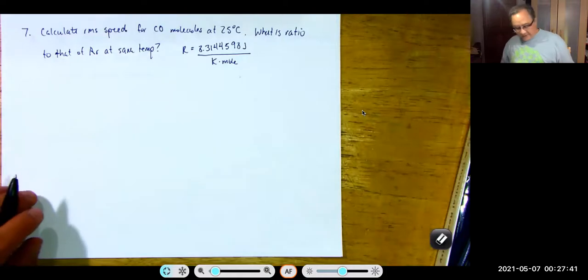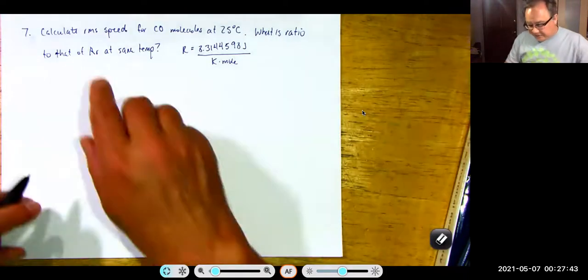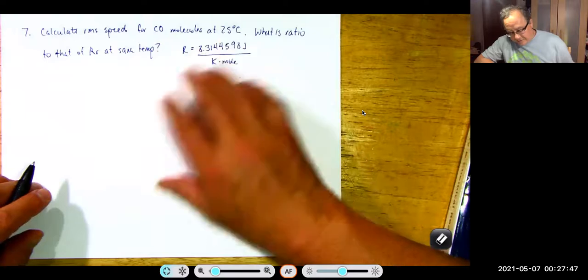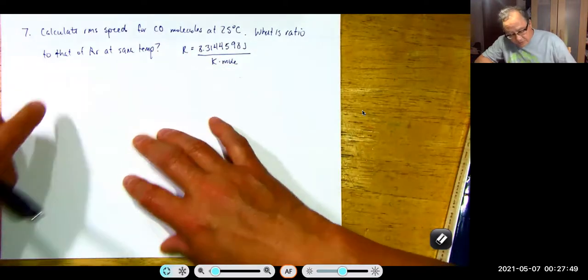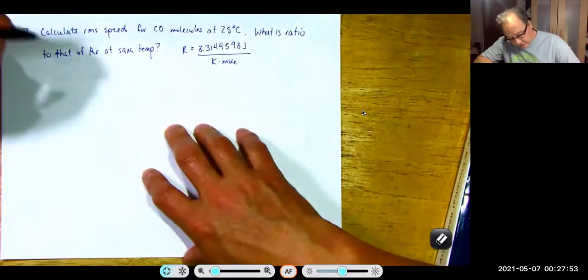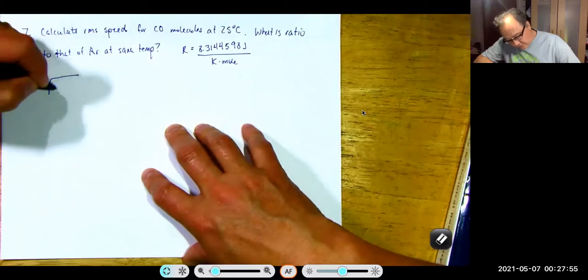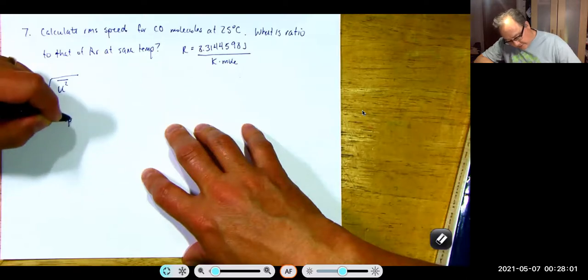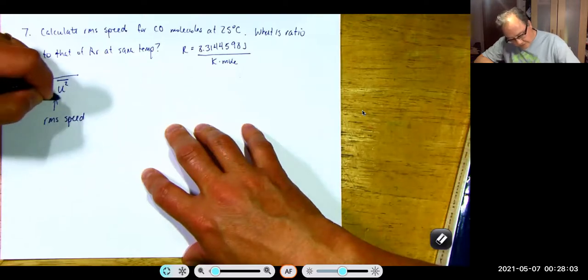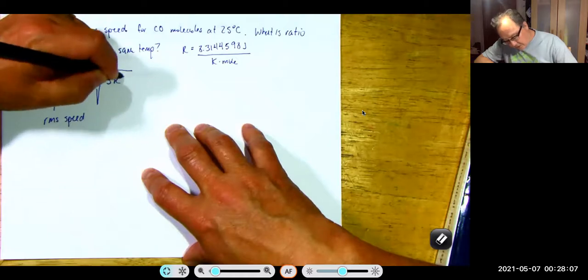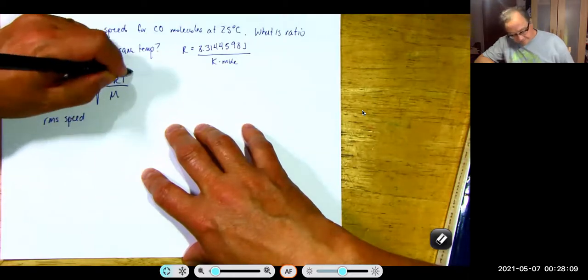Okay, 7. Calculate the RMS speed for carbon monoxide molecules at 25 degrees Celsius, and what is the ratio to that of argon at the same temp? So this is the formula for RMS speed. That's what this whole little thing means. And it's the square root of 3RT over the molar mass.